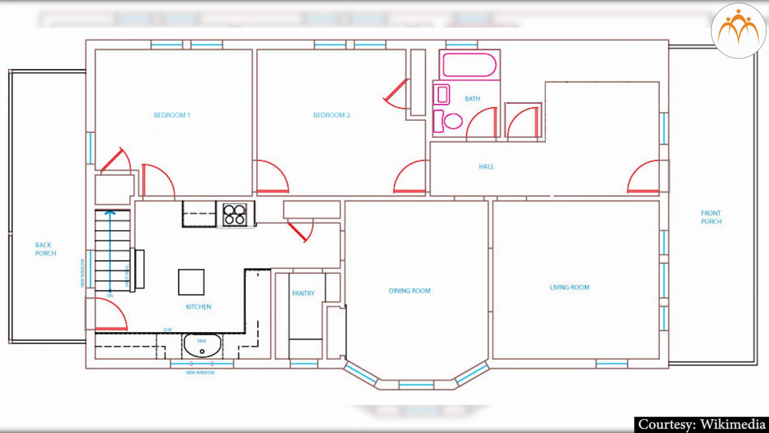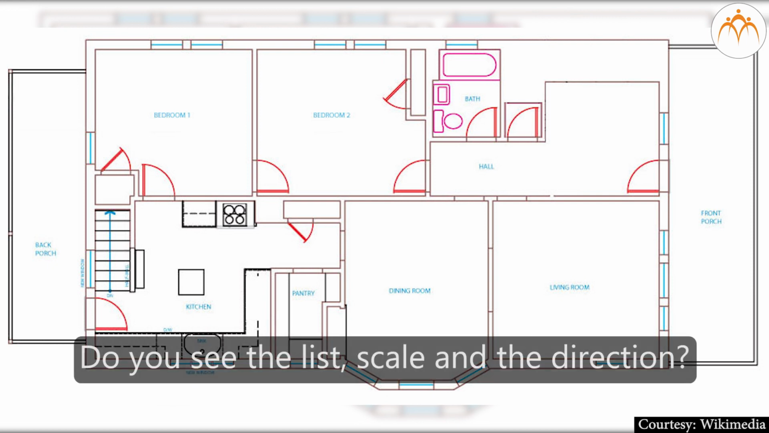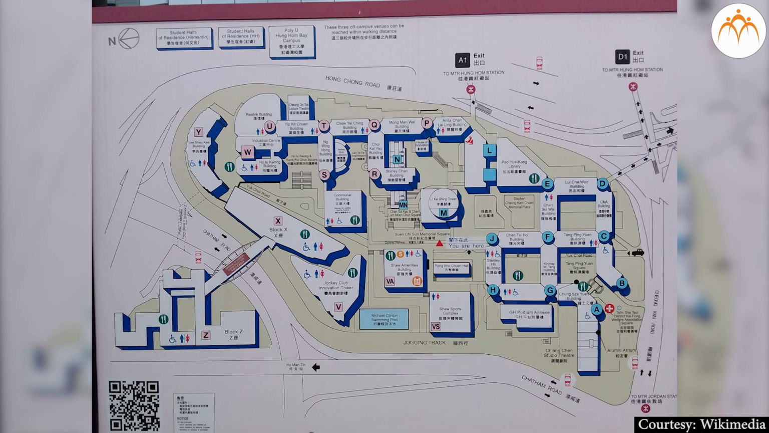If you have a map of your building, do you see the list, scale and the direction? Does it show the height of the building? If yes, then how is it calculated?